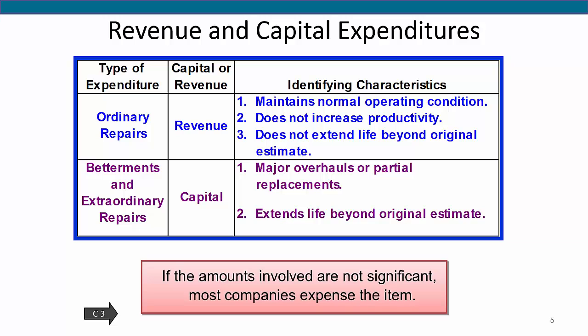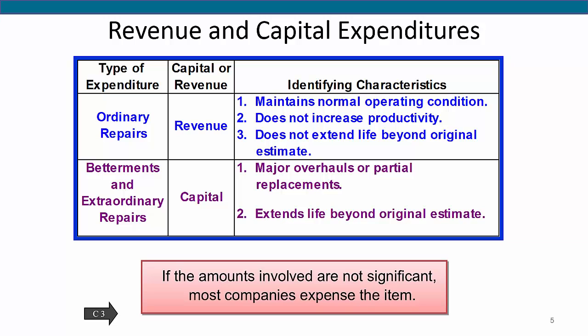Revenue expenditures, these are on the top row here, they're also called income statement expenditures and are additional costs of plant assets that do not materially increase the asset's life or productive capabilities. They are recorded as expenses and deducted from revenues in the current period's income statement. Examples of revenue expenditures include ordinary repairs and cleaning, repainting, adjustments, oil changing, and replacing small parts of a machine.